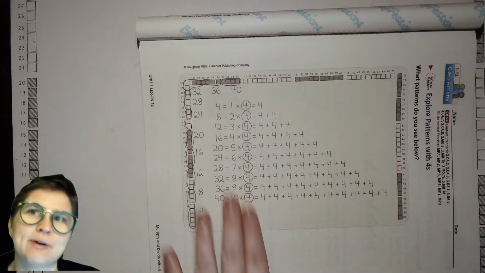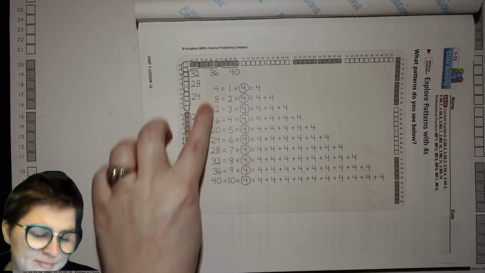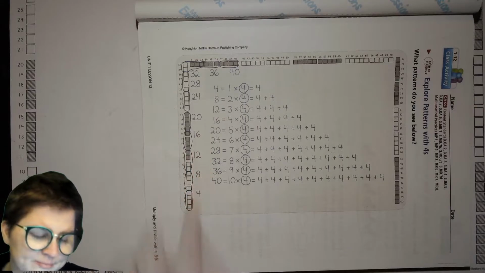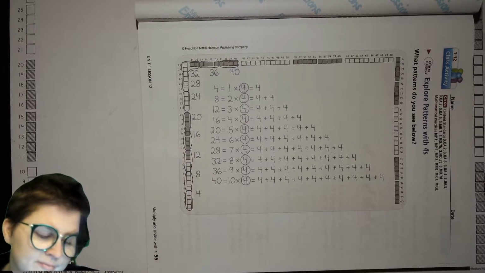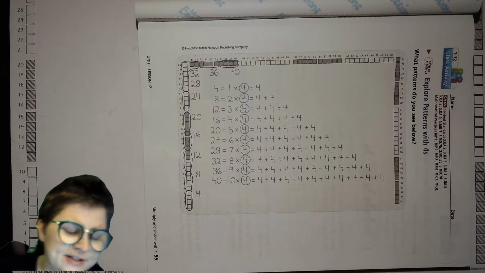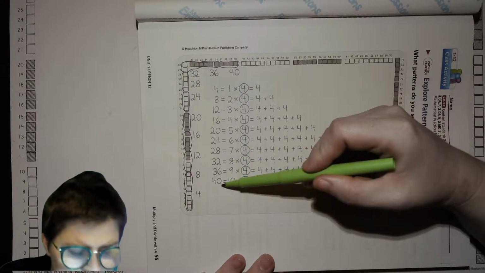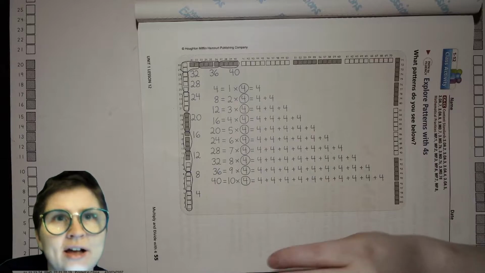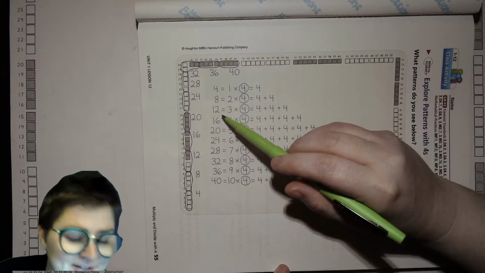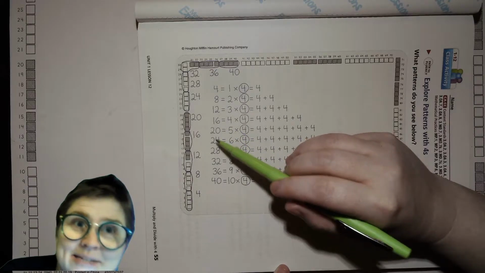What do you notice about all of the products of 4? Take a moment. All right, I'll tell you what I notice. I notice that they are all even numbers. And it's like every other even number, right? It's not 2, but it's 4. It's not 6, but it's 8. It's not 10, but it's 12. Not 14, but 16. Not 18, but 20.